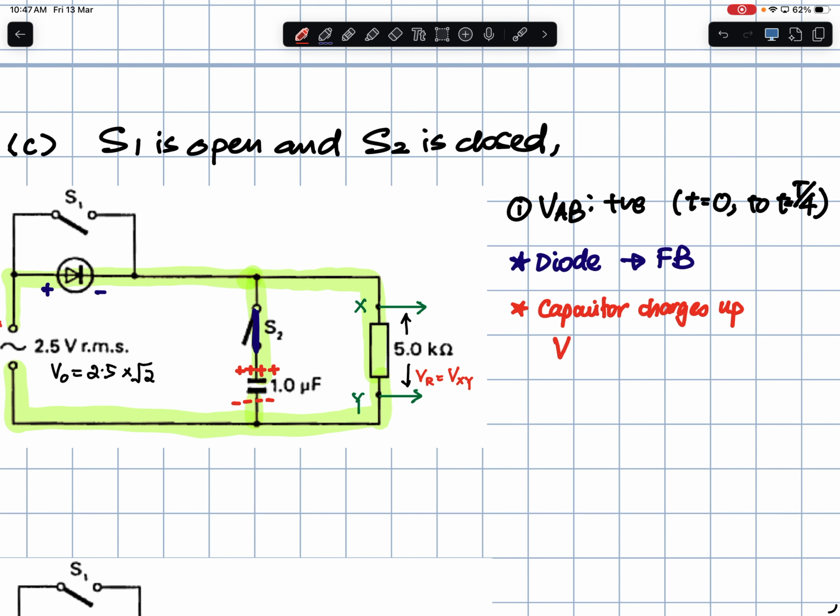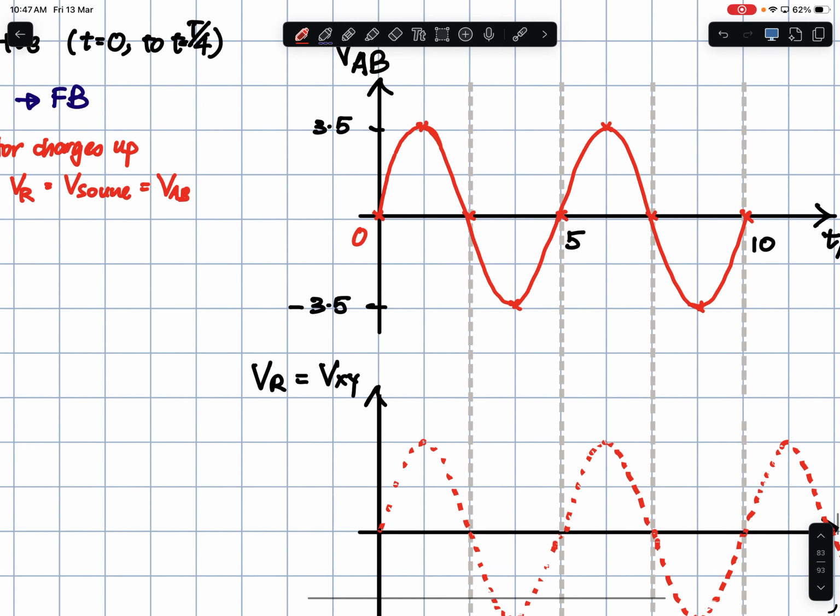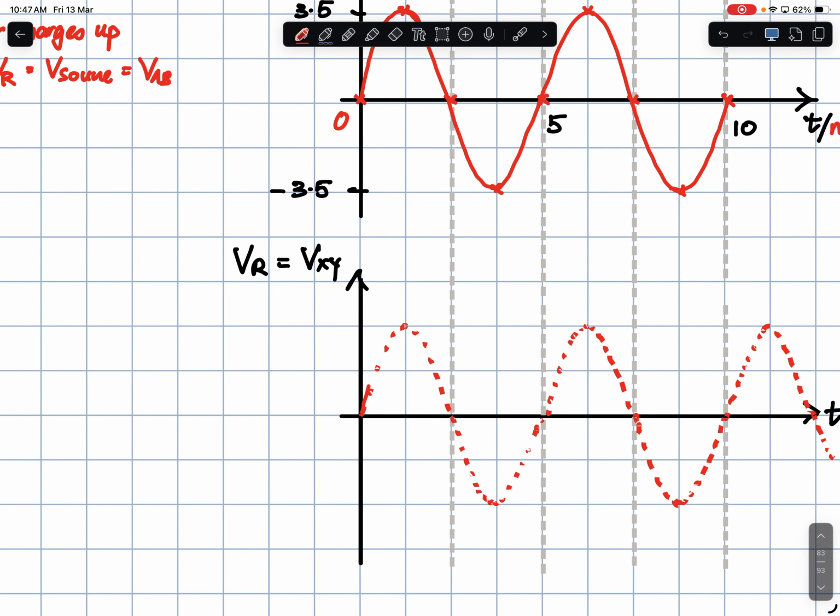And the potential difference across the capacitor will try to match the potential difference across the resistor as it charges up, and that will be equal to the V of the source, which is your VAB. And with that, my first half of the cycle in this part is this part. Something happens when my source says, I've got no more strength already. I need to rest for a while.